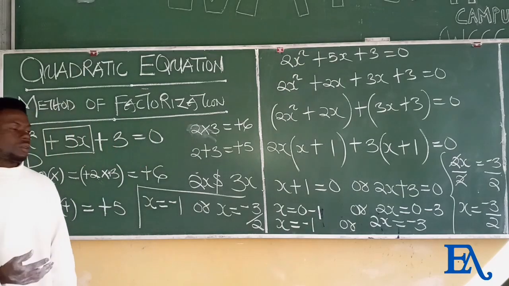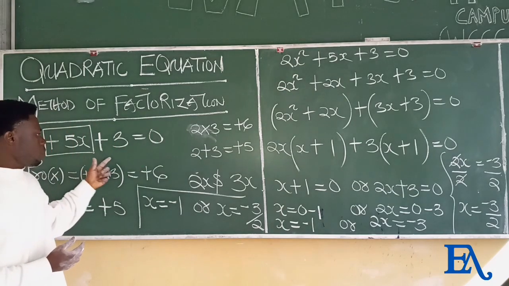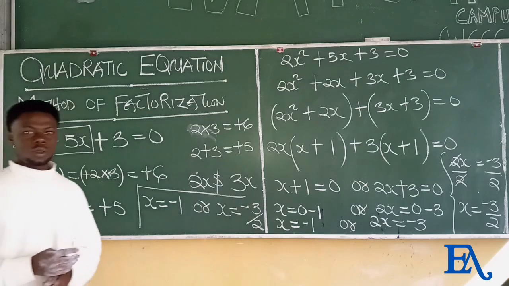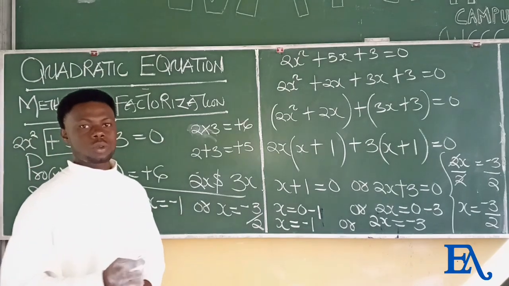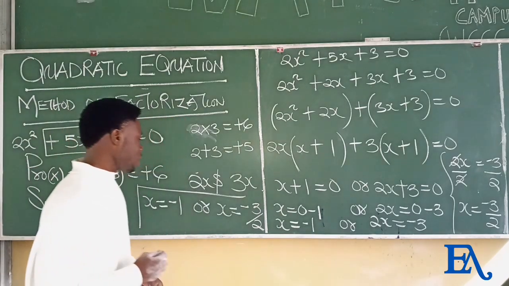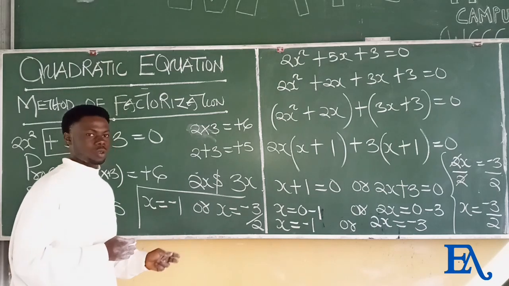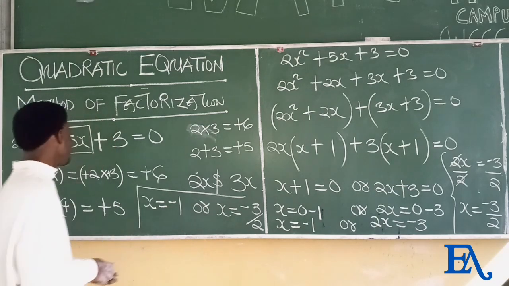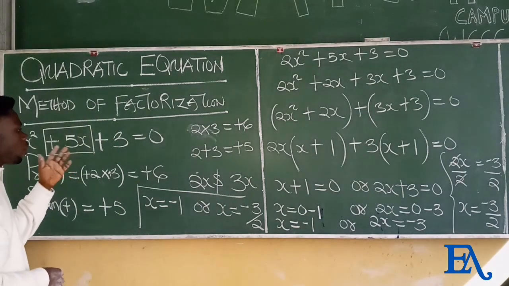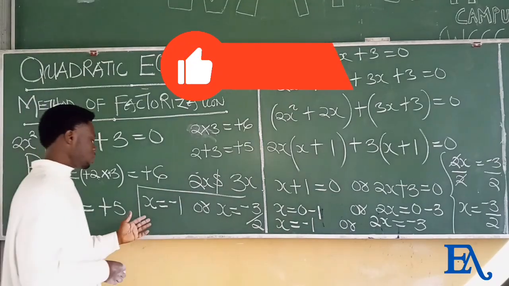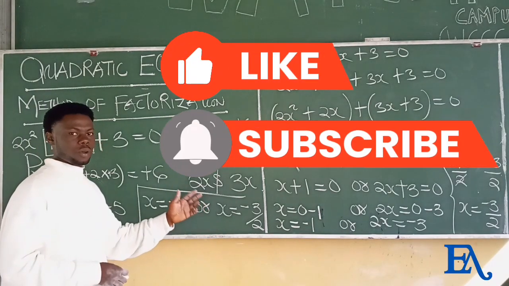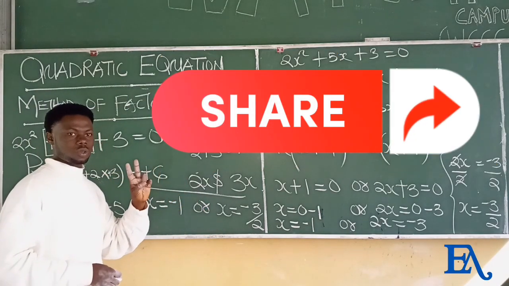We obtain two results in solving this problem. When solving a quadratic equation, we must obtain two results. And these results are called the roots of the equation. Take note. So after solving a quadratic equation, we obtain what is called the quadratic roots. And we must have two roots. Take note.